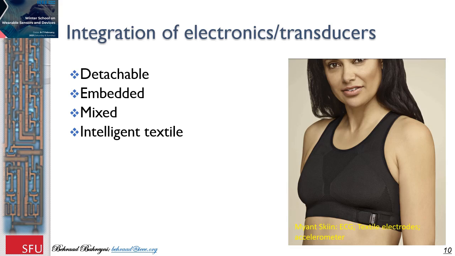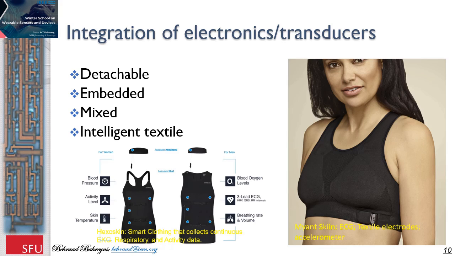I am showing you two examples from two Canadian companies here, the skin product from Myant, and Astroskin from Hexoskin. These are two Canadian companies in Toronto and Montreal. As you can see, both of them take this mixed approach, and you have a battery and processor module that is attached or detached to this smart textile or clothing based on smart textile. But then the textile itself has a number of discrete sensors as well as sensors that are integrated into the fabric.